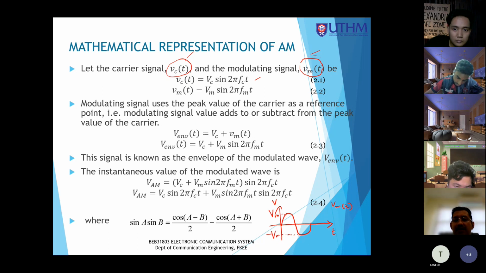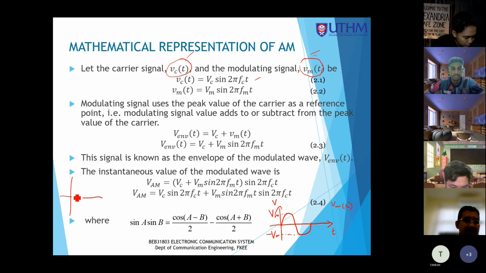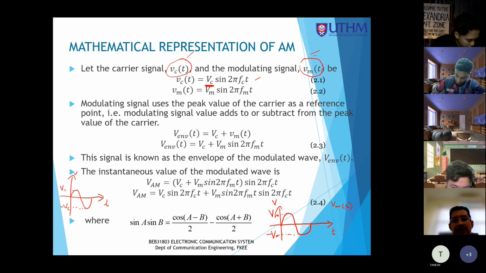Manakala kalau ini adalah Vc(t), sama juga, peak amplitude-nya adalah Vc. V versus time, so maknanya peak amplitude adalah Vc, di sini adalah negative Vc. You see that from these equations, this parameter is the constant amplitude, peak amplitude. Similar with Vm here is a peak amplitude. Dia adalah amplitude yang tertinggi dalam function tersebut.